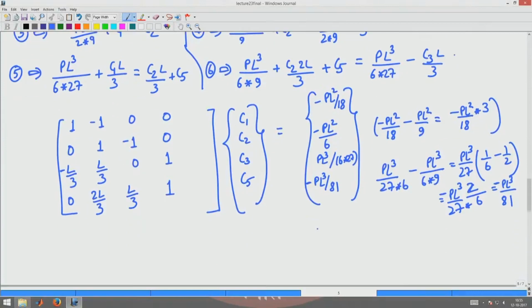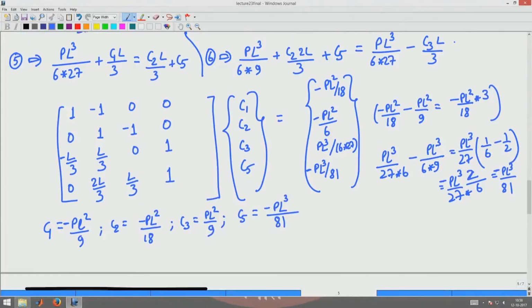Now, if I solve for these constants, I will get C1 to be PL square by 9, minus PL square by 9, C2 would be minus PL square by 18, C3 would be PL square by 9, C5 would be minus PL cube by 81.